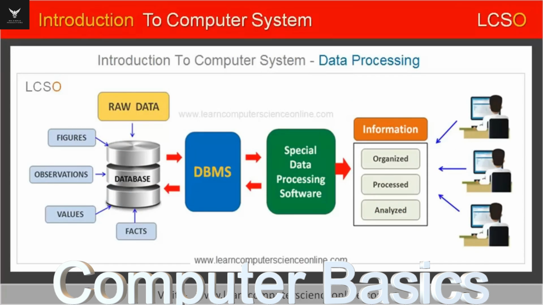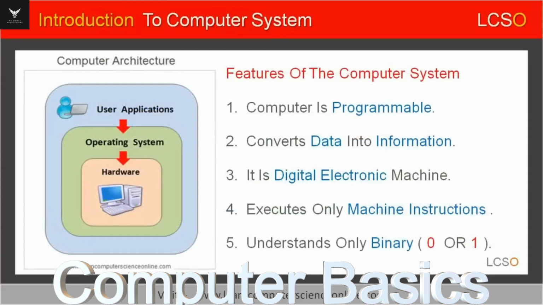The data cannot be meaningfully used in the raw form. The raw data needs to be first converted to processed data, so that it can be used for some meaningful work, such as decision-making within an organization. Third, the computer is a digital electronic machine.